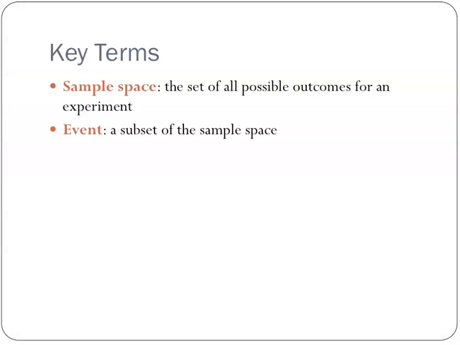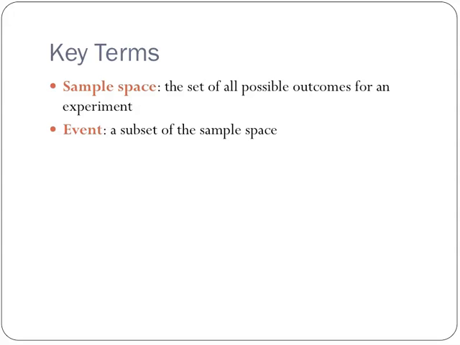First is the sample space. So the sample space is the set of all possible outcomes for some experiment. And then an event is some subset of the sample space. Typically, there might be a specific event that you want to happen or that you don't want to happen, and it will be a subset of that sample space. And in order to determine the probability, you'll need to know the elements that are within the subset, so the event, and the elements within the entire set, so the sample space.